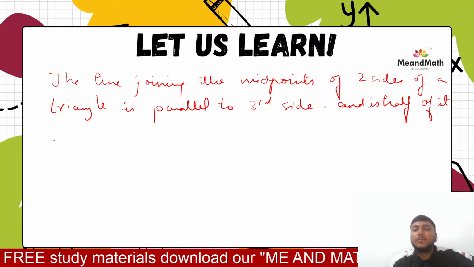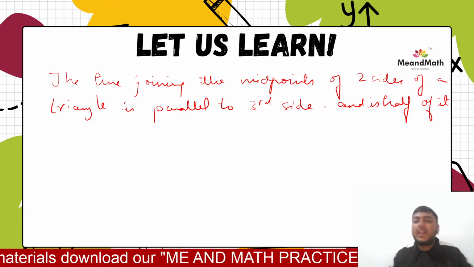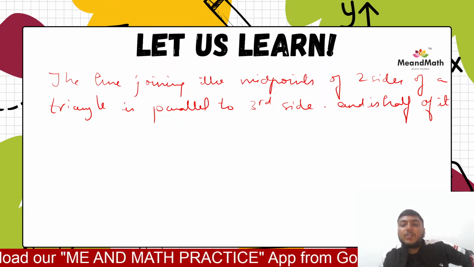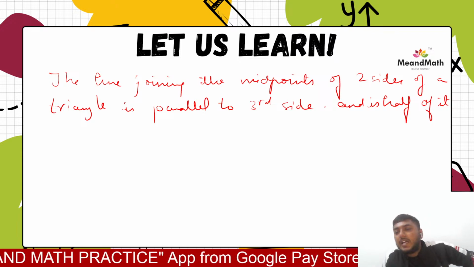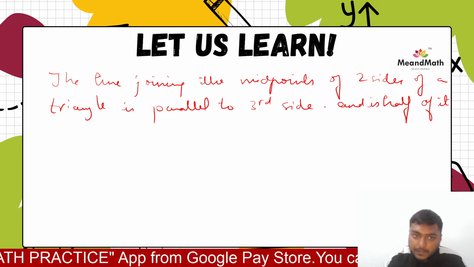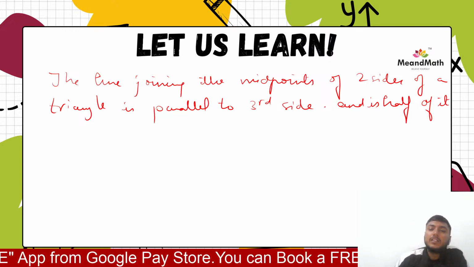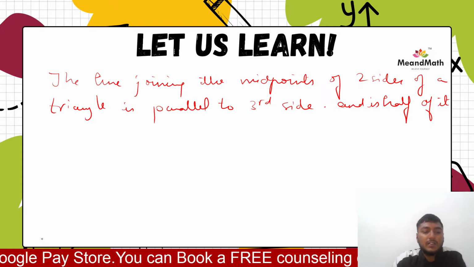And the converse theorem, what is it? If a line is parallel to the third side and is joining the midpoint of one side, then automatically it will join the midpoint of the other side as well. So this is the midpoint theorem and its converse. Then we have the properties of parallelograms on the same base, right?